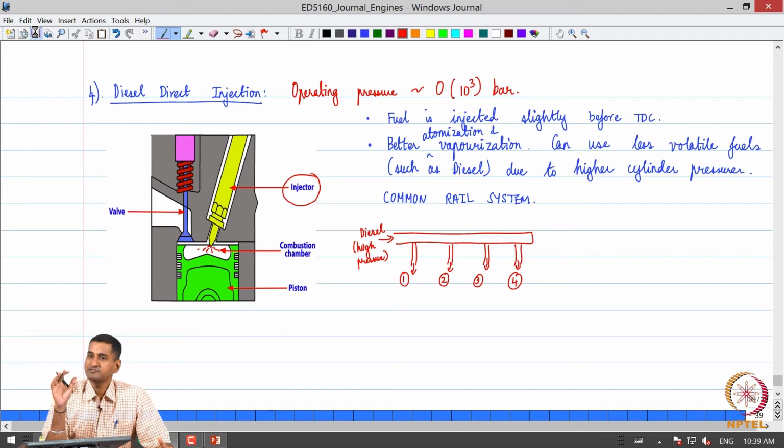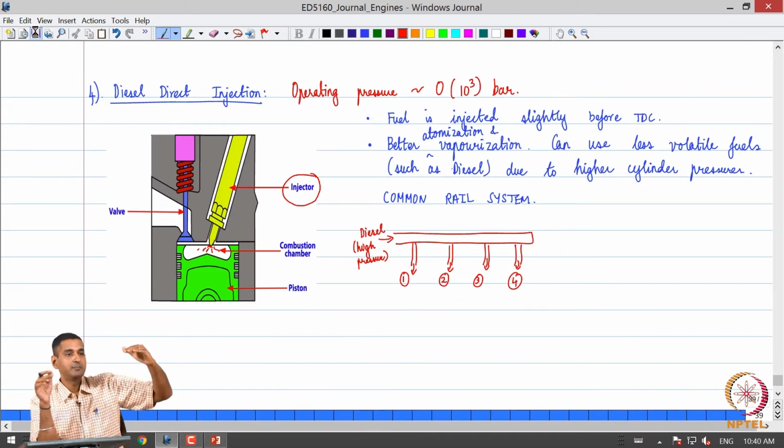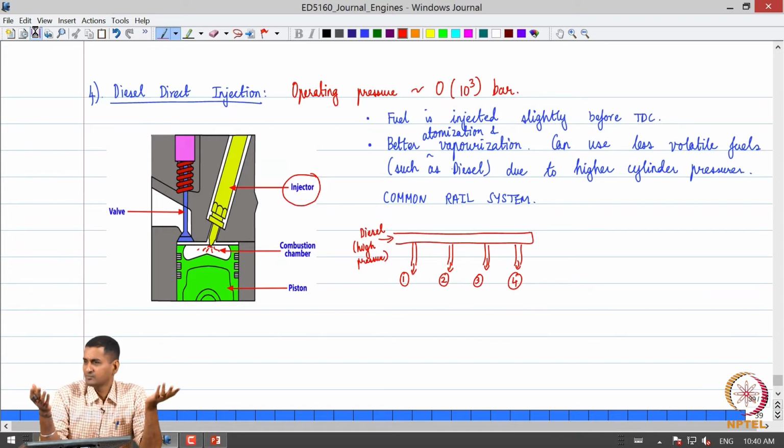So, broadly these are the 4 fuel introduction systems: the simple carburetor, port injection, gasoline direct injection and diesel direct injection. These are the 4 broad categories of injection systems. As we have seen, the pressure ranges at which these injection systems operate kept on increasing as we went from one to the other. There are both pros and cons associated with each.